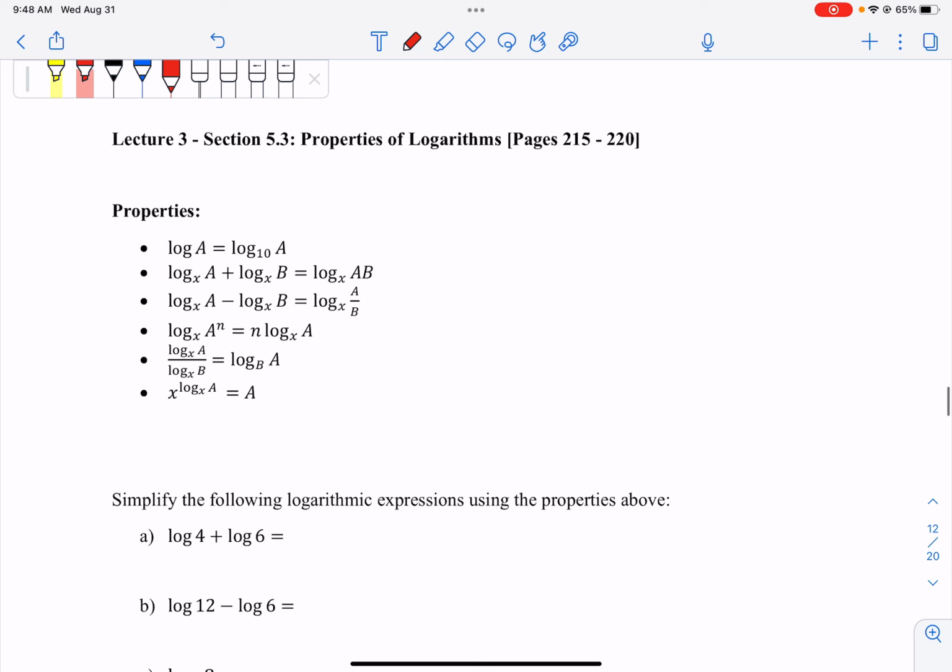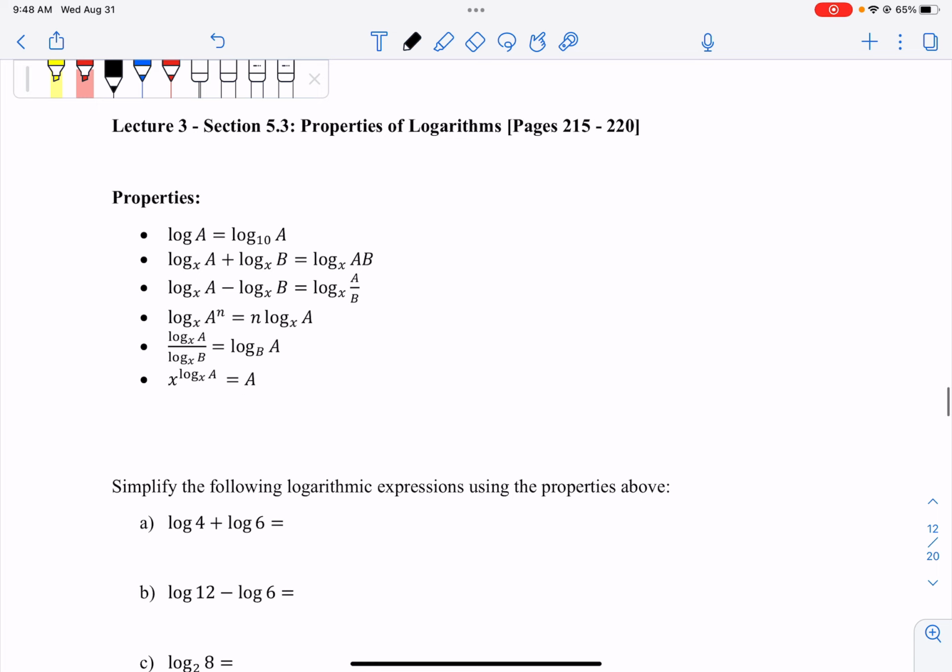Okay, now we're going to look at properties of logarithms and what we need to do in order to solve certain equations involving these new systems. Okay. So log of a is equal to log base 10 of a. Similar to how if I write a square root with no number, I automatically assume it's a 2. Over here, if I don't have any number, I automatically assume it's a 10 as the base.